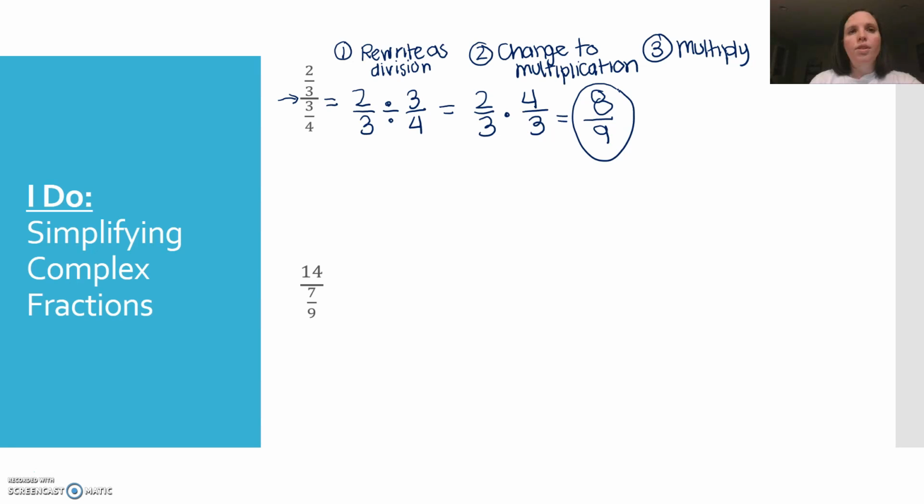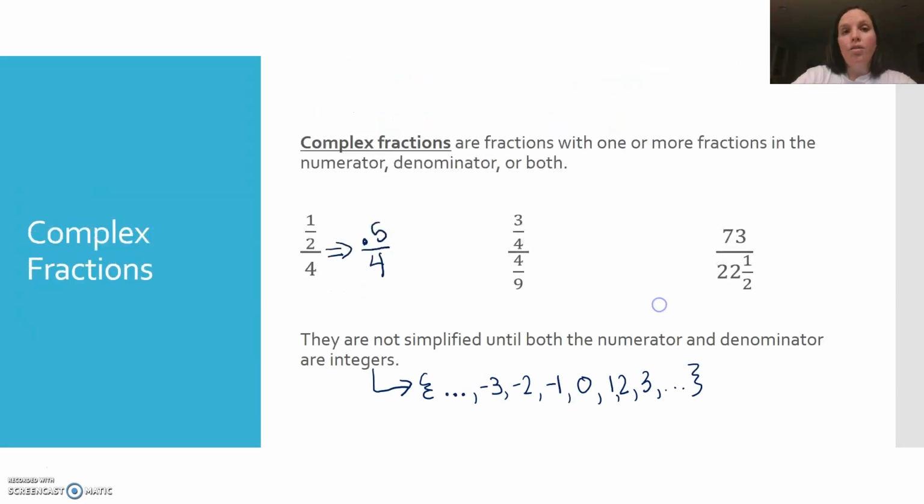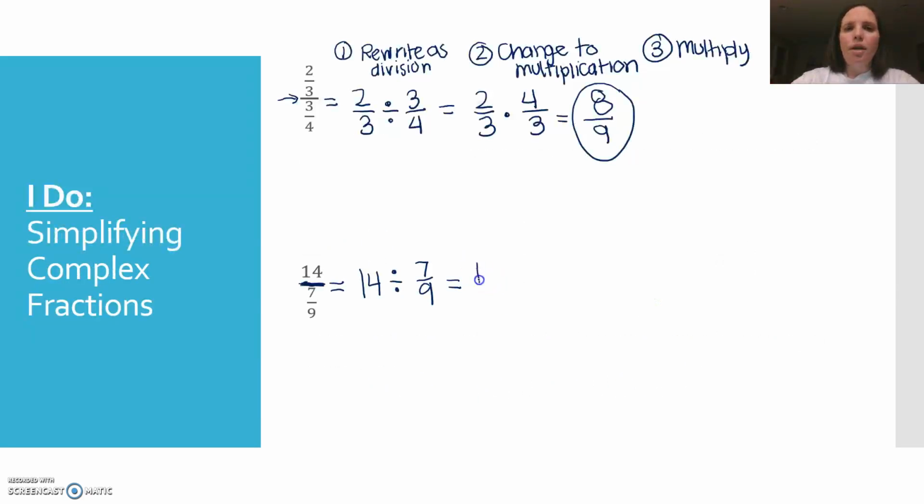So let's follow. This is I do. You should be following along and working through the problem and taking notes as you go along. For this problem, let's do the steps we see above. We're going to rewrite it as division. What's being divided? I'm looking for this fraction bar. It looks a little bit bolder, a little bit wider than the fraction. So here my fraction is in the denominator. So I have 14 divided by 7/9. I'm going to rewrite the problem as division, and then change it to multiplication. So I'm going to have 14 times the reciprocal of 7/9, which is 9/7.